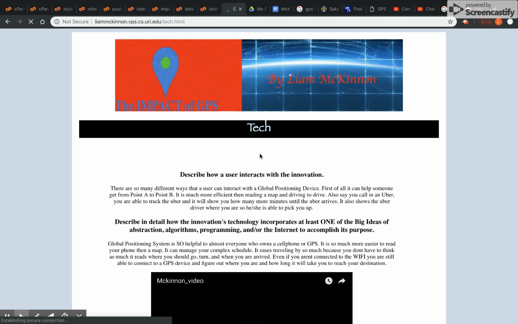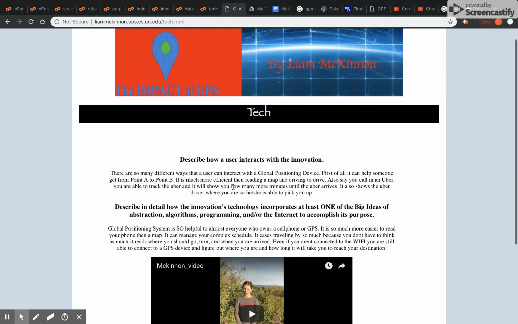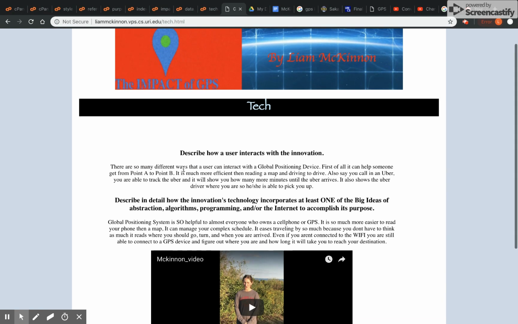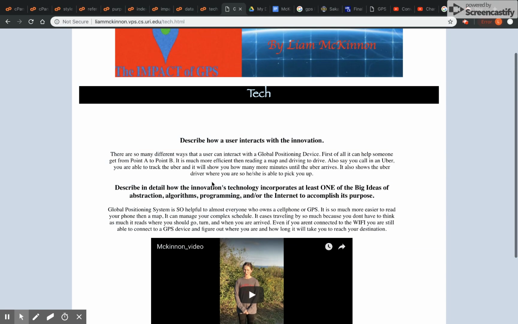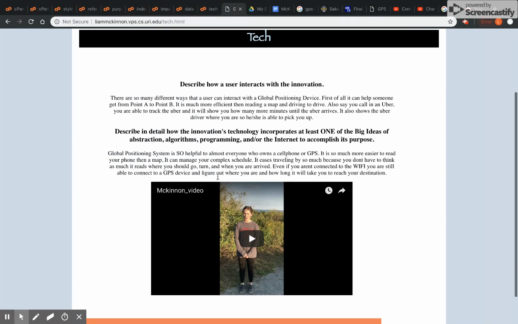Next section is tech. Describe how a user interacts with the innovation. There are so many different ways a user can interact with the GPS. One of the ways is you can call an Uber and they are able to track the Uber, and it will show you how many more minutes till the Uber arrives. It will also show the Uber driver where you are, so he or she is able to pick you up.